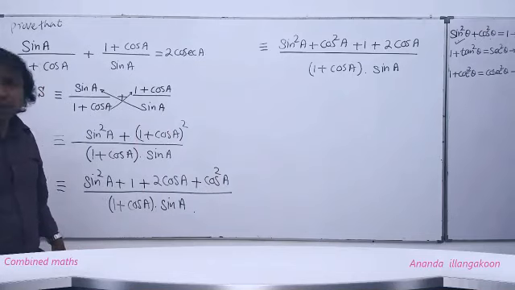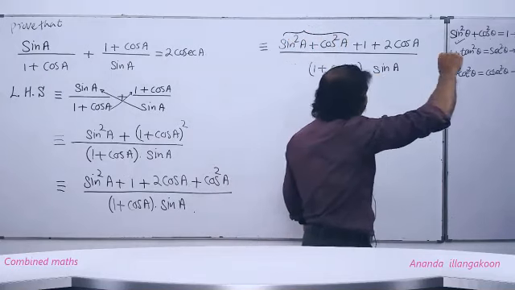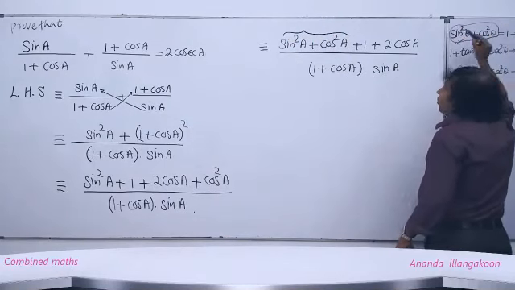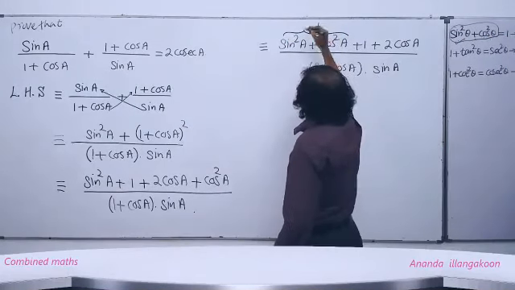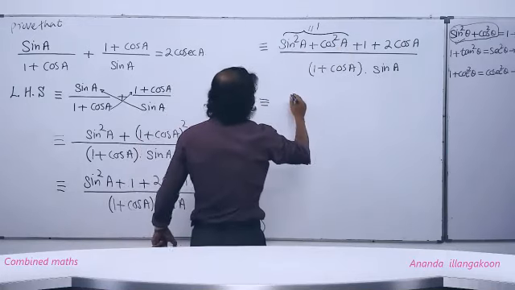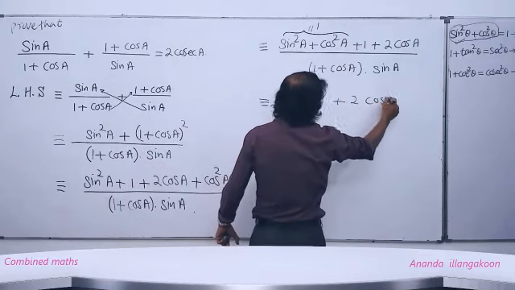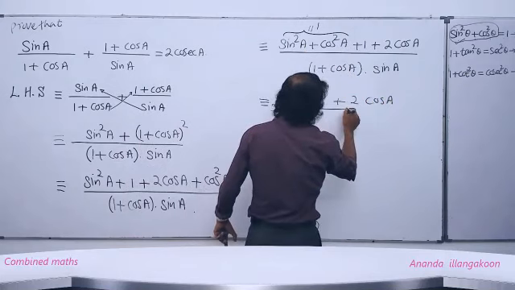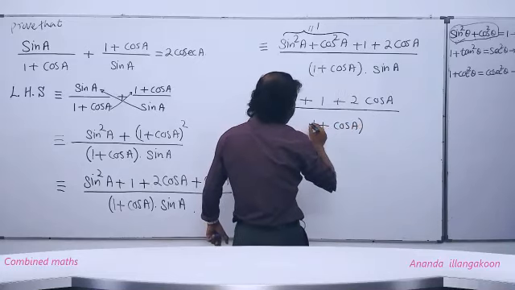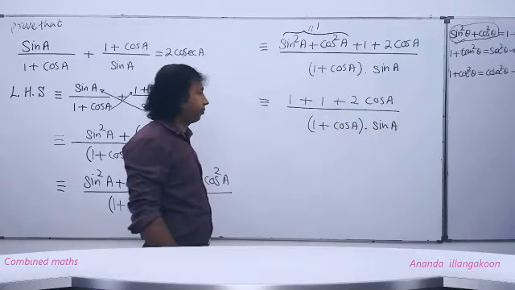Now people, see here. What is this sine squared A plus cos squared A? Instead of that A, here we have theta. It is 1. So therefore, this is 1. This is 1, right? And I can write it like this: this is 1, and this plus 1 plus 2 cos A, divided by (1 plus cos A) into sine A. This we have.